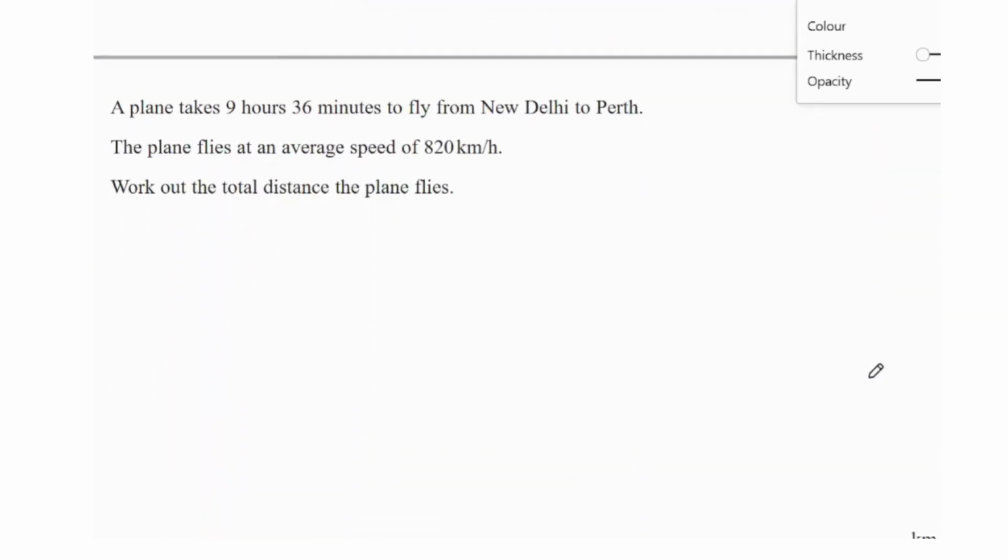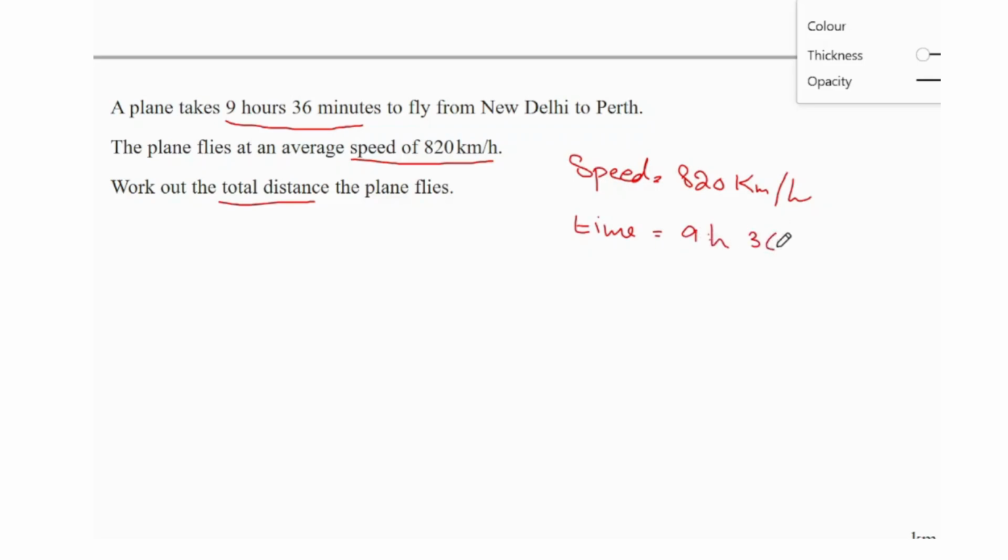Question number 3 says, a plane takes 9 hours 36 minutes to fly from New Delhi to Perth. The plane flies at an average speed of 820. So the speed we have been given is 820 kilometers per hour. Okay, you need to find the total distance. The time given is 9 hours 36 minutes.